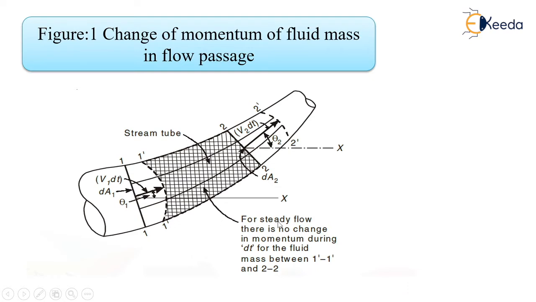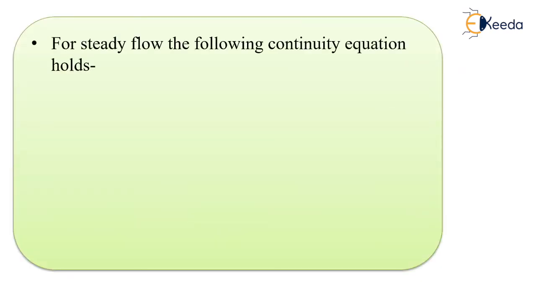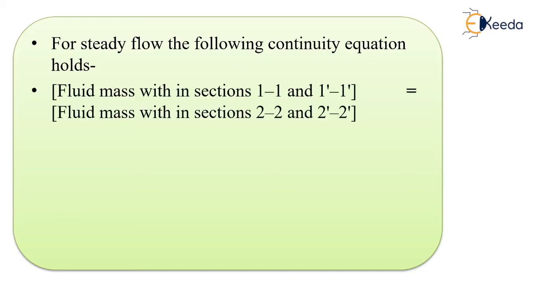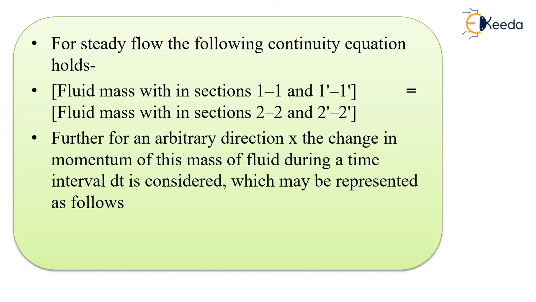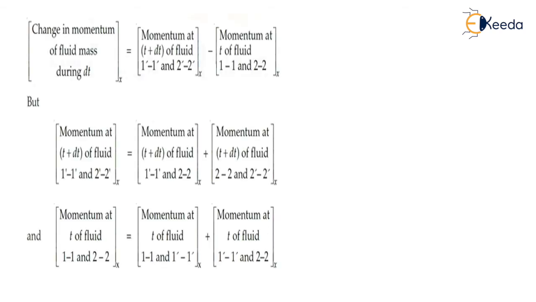For this steady flow there is no change in momentum during time dt for the fluid mass between 1-1 dash and 2-2. For steady flow, following the continuity equation, the fluid mass between sections 1-1 and 1-1 dash and the fluid mass between sections 2-2 and 2-2 dash are equal. Further, for an arbitrary direction x, the change in the momentum of this mass of fluid during a time dt is considered, which may be represented as follows.